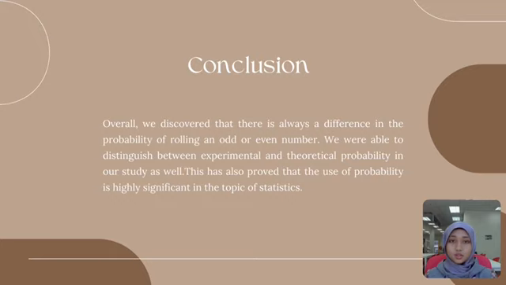Conclusion. Overall, we discover that there is always a difference in the probability of rolling an odd number or an even number. We were able to distinguish between experimental and theoretical probability in our study as well. This has also proved that the use of probability is highly significant in the topic of statistics.